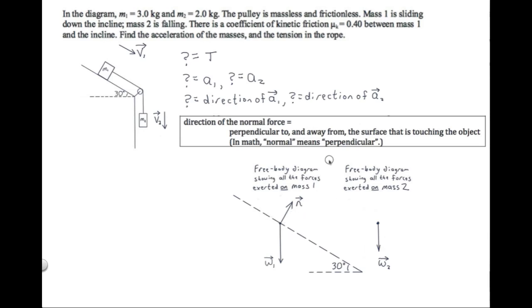Now we know that any surface that exerts a normal force also has possibly the potential to exert a friction force. And we can see that there is indeed friction in this problem being exerted by the incline. So we have to add the friction force to our free body diagram for mass 1. Are we dealing with static friction or kinetic friction?